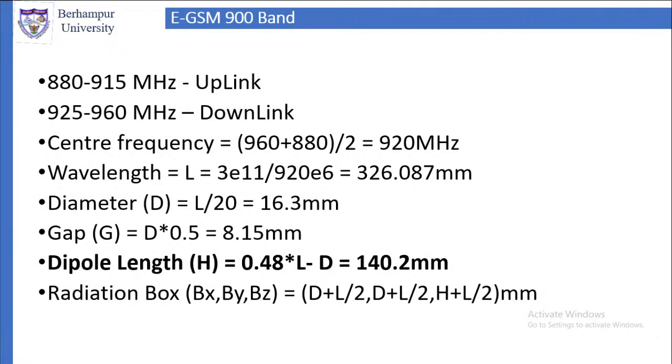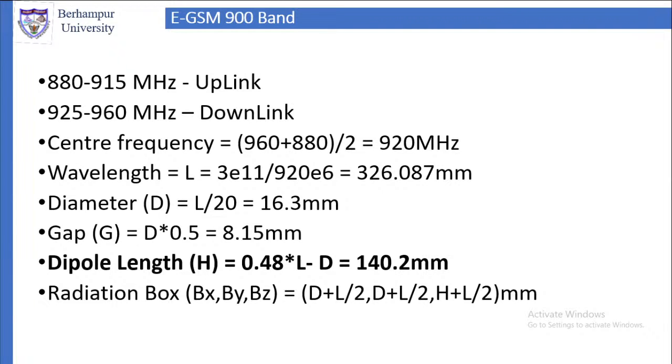Next, what is the solution? The solution is, let us decrease the physical length, otherwise everything remains same. You can see the same 900 band, everything remains same, center frequency 920, wavelength 326.08, diameter 16.3, gap is 8.15. Only the length will change.